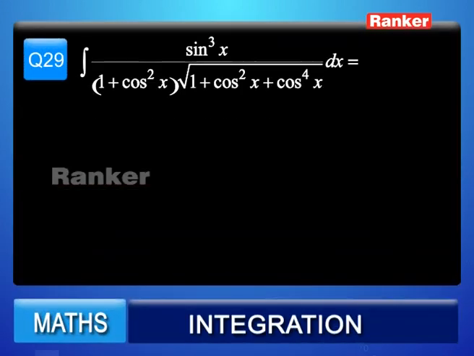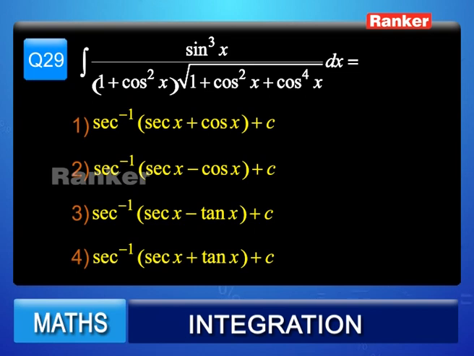Let us move on to question number 29. The integral of sine cube x upon 1 plus cos square x into root over 1 plus cos square x plus cos power 4 x dx is: first option, secant inverse of secant x plus cos x plus c; second option, secant inverse of secant x minus cos x plus c; third option, secant inverse of secant x minus tan x plus c; fourth option, secant inverse of secant x plus tan x plus c.